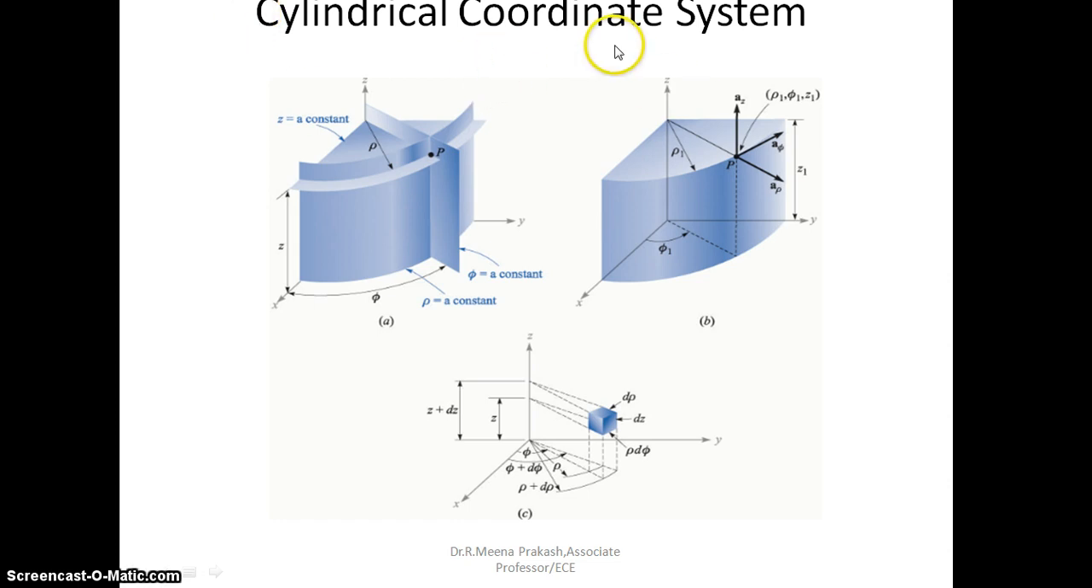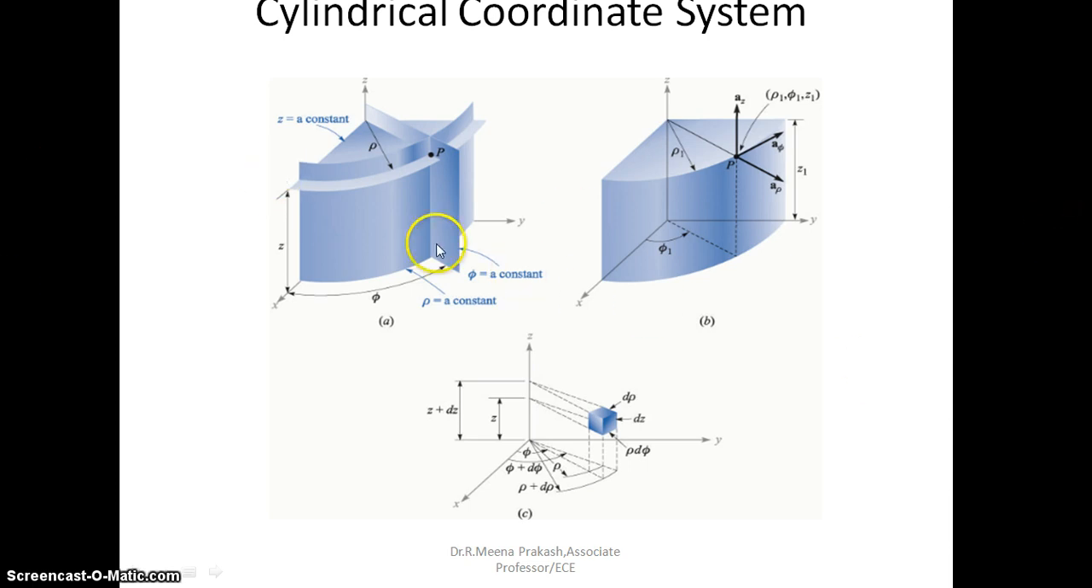In the cylindrical coordinate system, any point P is considered as the intersection of three surfaces. What are the three surfaces? A cylinder with radius rho equal to constant. So this is a cylinder with radius rho equal to constant. A cutting plane with angle phi equal to constant. This cutting plane cuts the cylinder with angle phi equal to constant, and another plane in the z axis, that is z equal to constant. A plane z equal to constant.